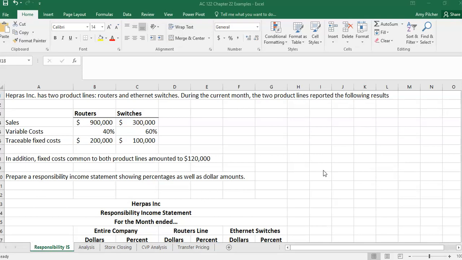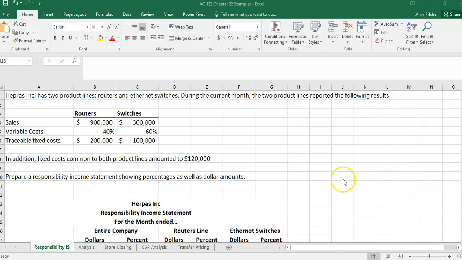Instead of a regular income statement where we have sales minus cost of goods sold equals gross profit, then minus expenses equals operating income, we're going to be looking at the contribution margin and the responsibility margin for these departments and divisions. So it's sales minus variable costs equals contribution margin, and then contribution margin minus traceable fixed costs equals their responsibility margin. Fixed costs can also be broken out into what is controllable by the manager of that department and what is not controllable by the manager of that department.